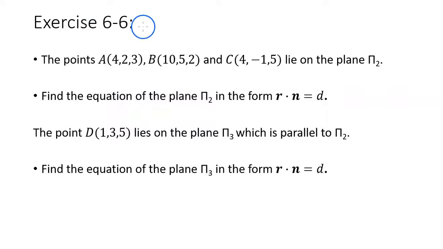Alright, exercise 6.6. The points A, B, and C with those coordinates lie on the plane pi2. Find the equation of the plane pi2 in the form r dot n is equal to d. So n is a normal vector and r is an arbitrary vector that goes from the origin to a point in the plane. So in other words, that's your x, y, z vector.